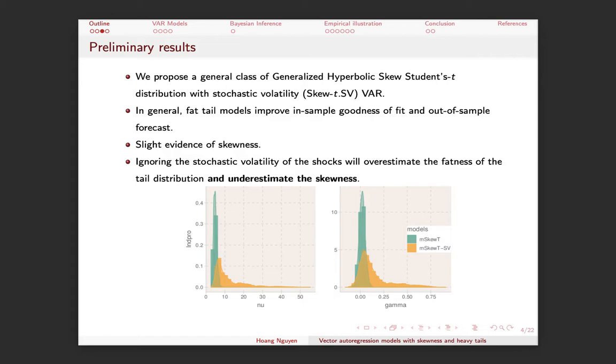And in empirical illustration, we find that fat tails models really improve in-sample goodness of fit and also out-of-sample forecast in comparison to the Gaussian models. Even though we find only very slight evidence of skewness, we send an important message that if the models have stochastic volatilities, then the problem of skewness will become more important.